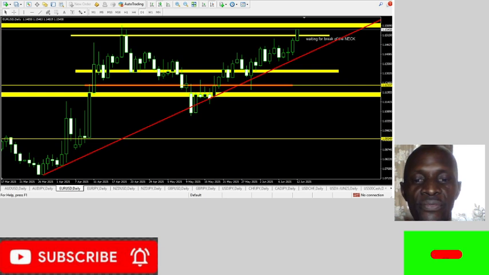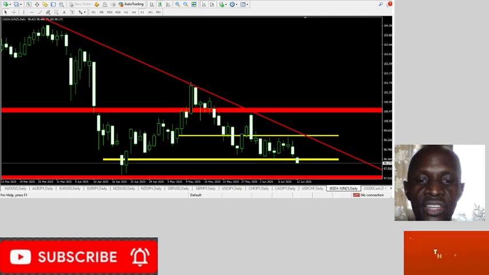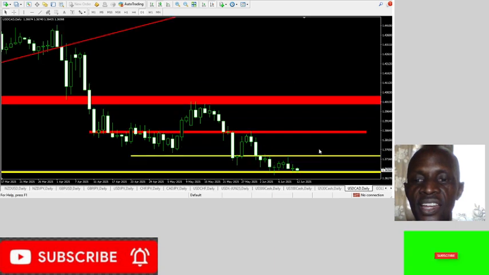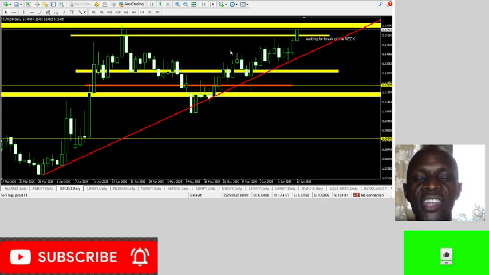With the USD index, or DXY, we have a head and shoulder. With USD Swiss franc, we have a head and shoulder. With US CAD, we have a head and shoulder. And then with Euro USD, what do we have? We have an inverted head and shoulder.